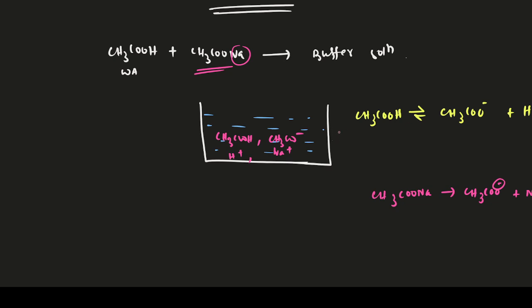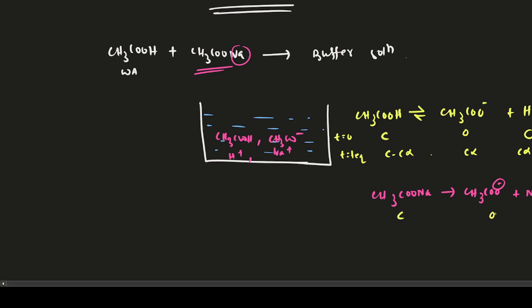So now let's say at time t0, initially, suppose this is C molar. Then this has happened, and whenever t equals t equilibrium, let's say C alpha is dissociated, then it is C minus C alpha. But for the strong electrolyte, at t equal to 0 it is 0, 0, and at t equilibrium it is completely dissociated, so it is going to be C, C. Okay, this is what happened.